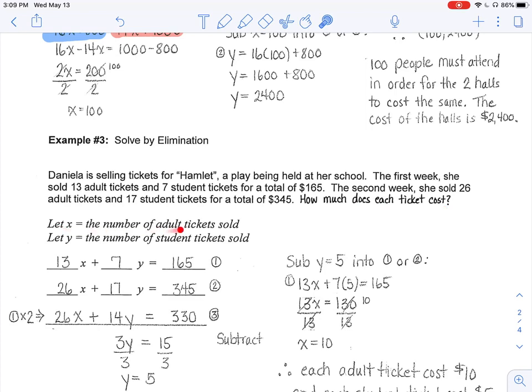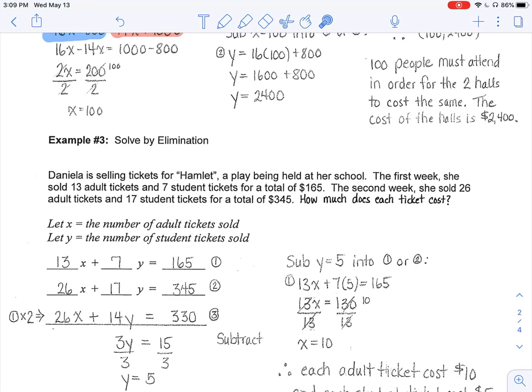So if X is the number of adult tickets, Y is the number of student tickets. So our first one, that first week, we have 13 adult and 7 student, and she made $165. That second week, we have 26 adult tickets and 17 student tickets for a total of $345. So we're solving by elimination.